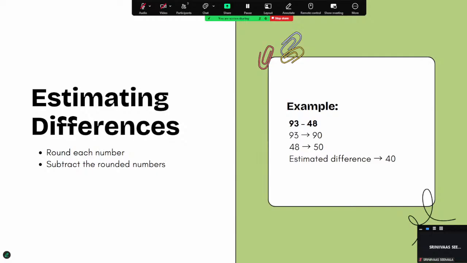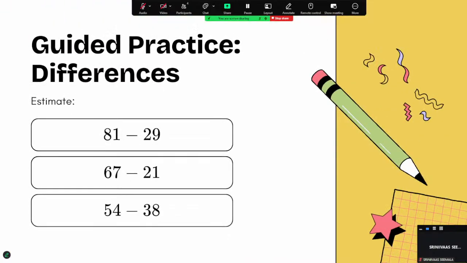So we did addition before, now we're estimating differences, which is subtraction. So it's the same procedure, except after rounding each number, instead of adding, we're subtracting the rounded numbers. So we already learned this. We're just rounding 93 to 90, and we're rounding 48 to 50, and we're just subtracting them. So 98 minus 50 is 40. So we have some more practice problems here.